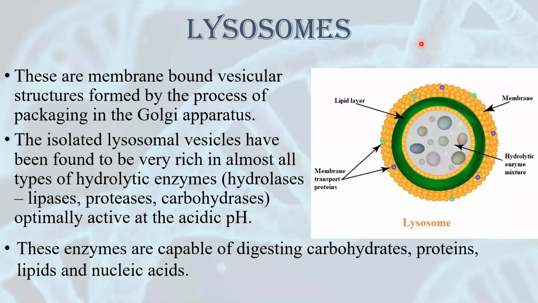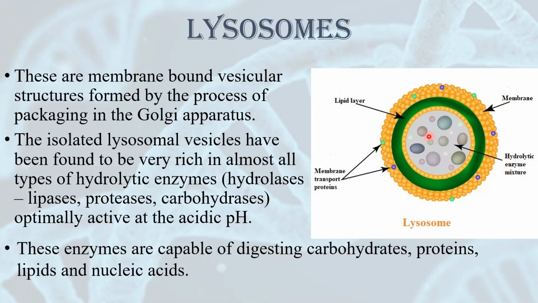Now, from the packaging process of the Golgi apparatus, some membrane-bound vesicular structures are also formed, which are called lysosomes. See, this is the structure of a lysosome. It is a single membrane-bound structure. These are the membrane-bound vesicular structures which are formed by the process of packaging in the Golgi apparatus. The isolated lysosomal vesicles have been found to be very rich in almost all types of hydrolytic enzymes. Here inside, the lumen of the lysosome consists of a hydrolytic enzyme mixture.